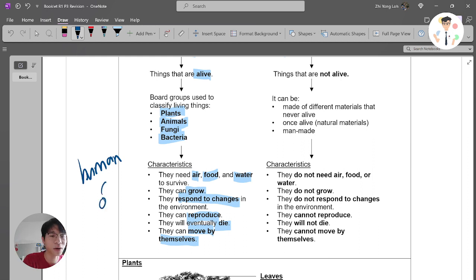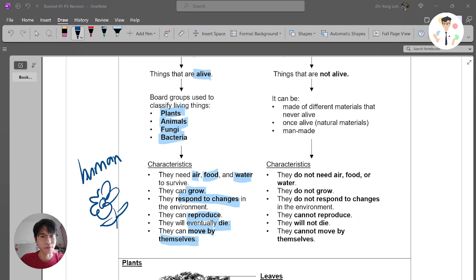Okay. Let me give you another example. How about this beautiful flower here? Do this flower need air, food, and water? Yes, but teacher, how about food? Seems that plants or flowers don't need food, right? Yes, actually plants need food, just that they create their own food. So they don't need extra food provided from outside.